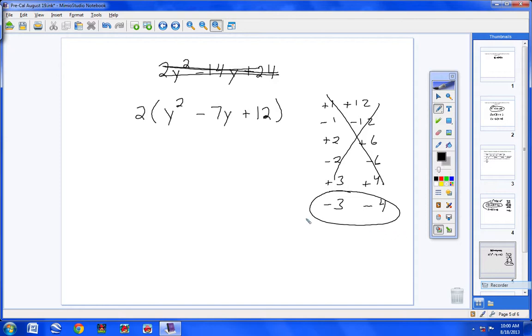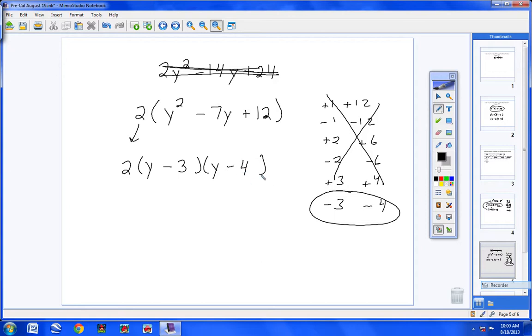If you struggle with your signed numbers, use your calculator. That's fine. No problem with that. Okay, so you do bring your 2 down. You can't just forget that. Go ahead and put your 2 parentheses like this. And now, how do I know what to put first? Well, look at your first term. It's a y squared. I know I want to put a y and a y because if I were to multiply this back out, y times y is y squared. So a y and a y, and then negative 3, negative 4.